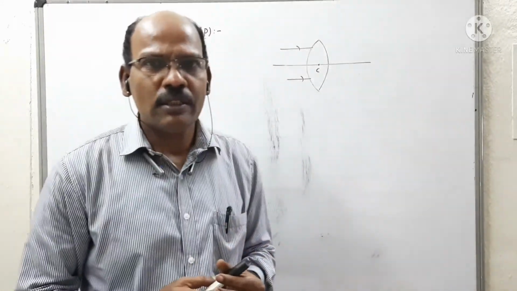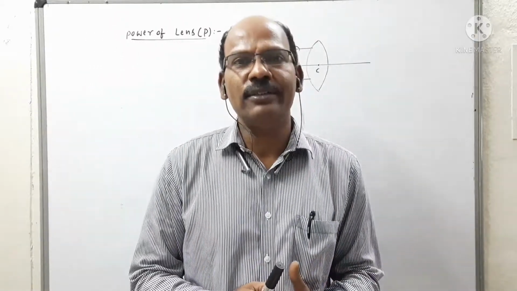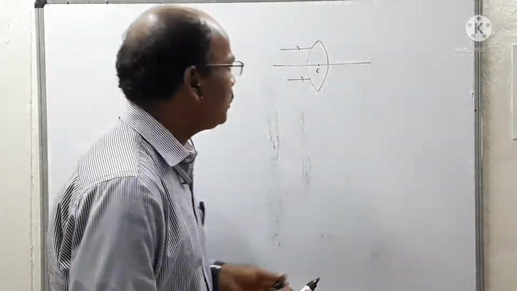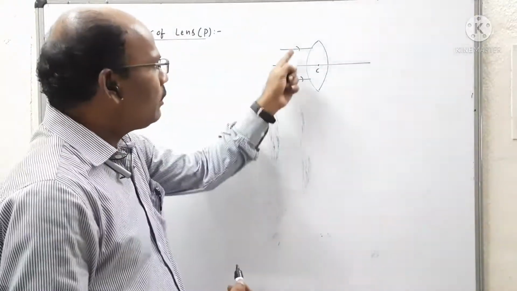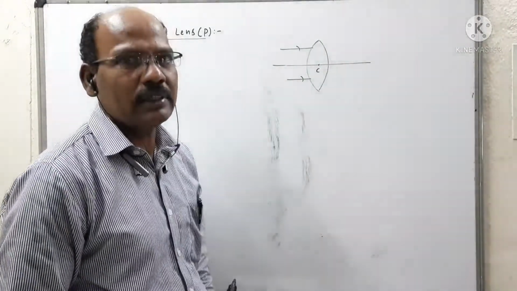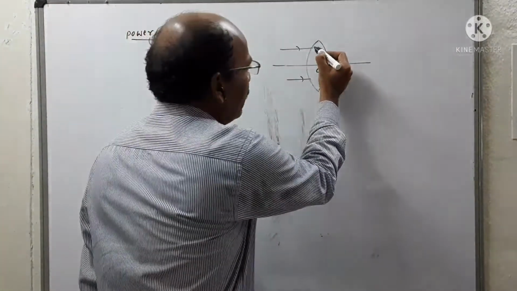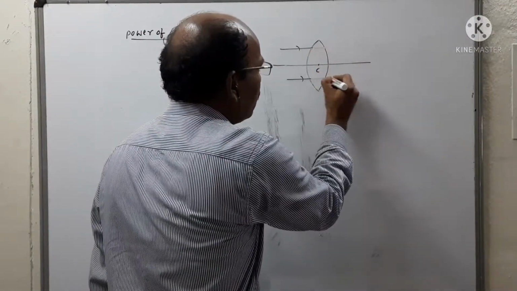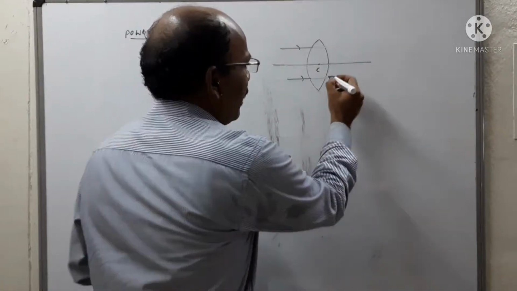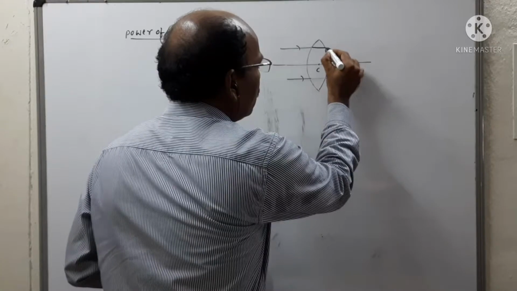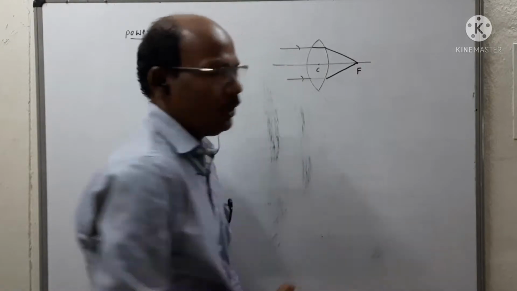Coming to what is power of lens? The reciprocal of its focal length is called power of lens. Suppose we observe that this is the convex lens. When two rays which are parallel to the principal axis strike the refracting surface, after refraction takes place, the two rays are refracted and they converge at one point. That point is called focus.